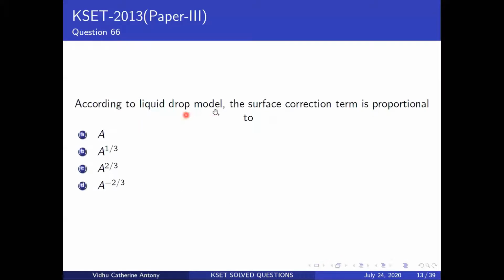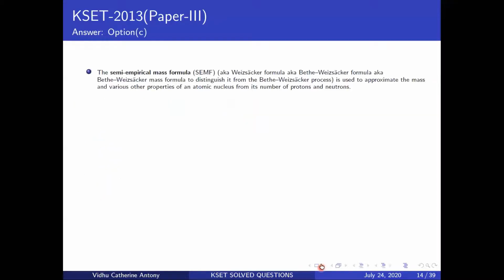So according to the nuclear drop model, the surface correction term is proportional to A to the power of 1/3, A to the power of 2/3, or A to the power of minus 2/3. Okay, so there's something called a semi-empirical mass formula. You can understand what it basically means from this itself. Semi-empirical: some of it was based on the data collected while doing experiments, and some of it is based on a theory.